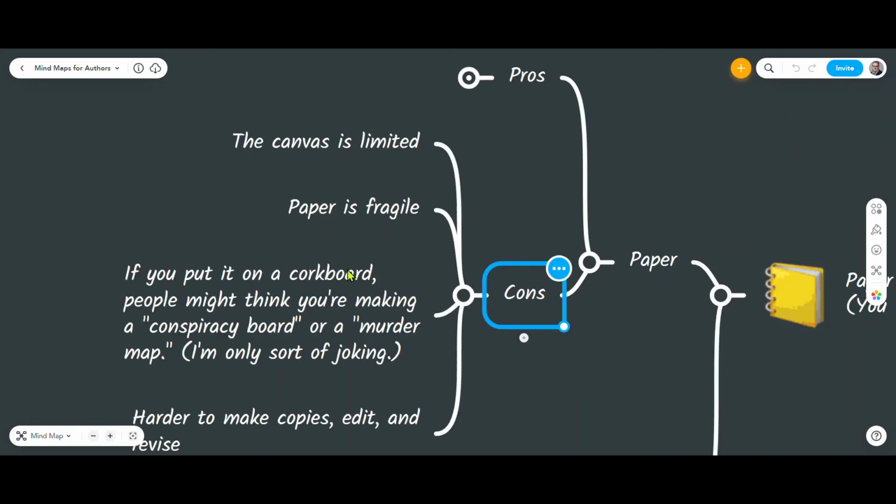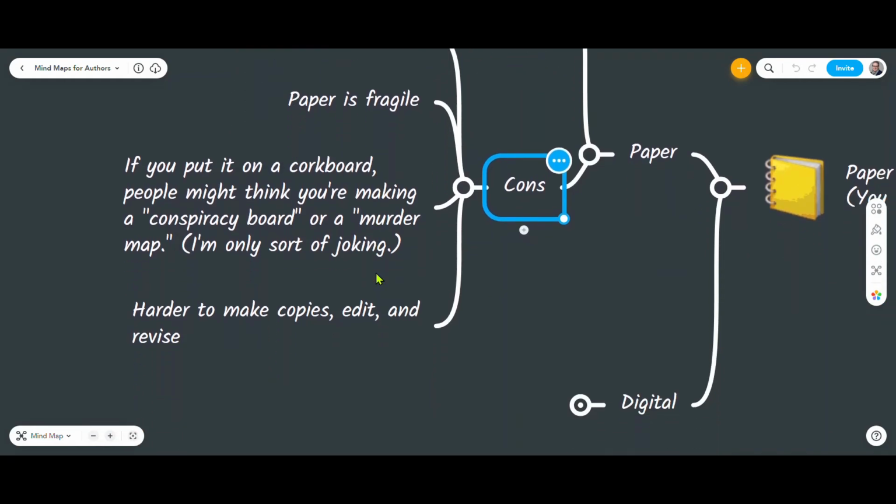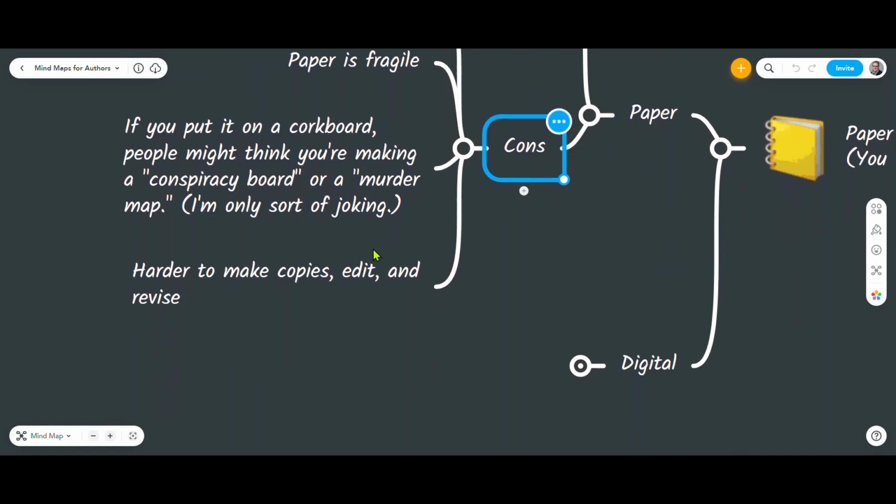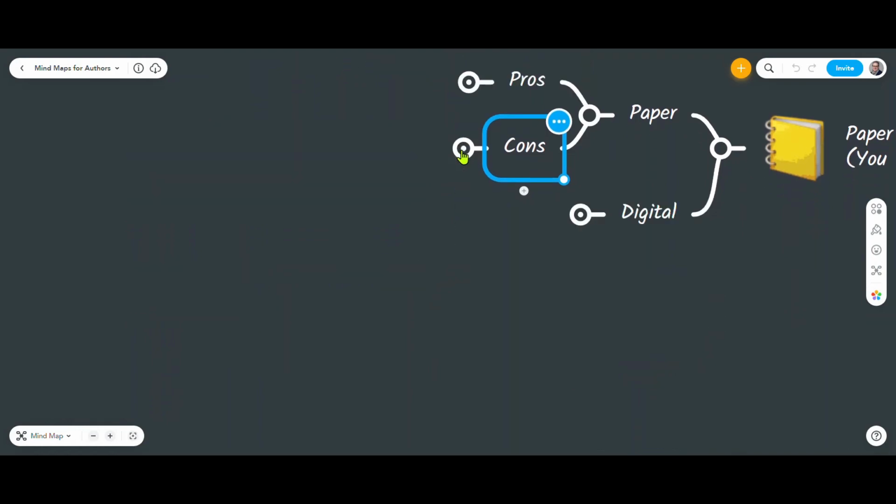Cons of paper is the canvas is automatically limited to the paper size that you're using. Paper is fragile, it's easily lost, easily torn. You can smudge it, you can get it wet, etc. If you put it on a corkboard, people might think you're making a conspiracy board or a murder map, and I'm only sort of kidding. It is harder to make copies, edit, and revise a paper mind map.